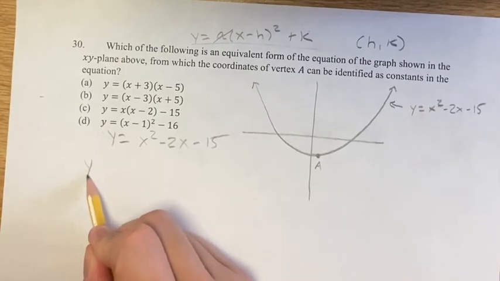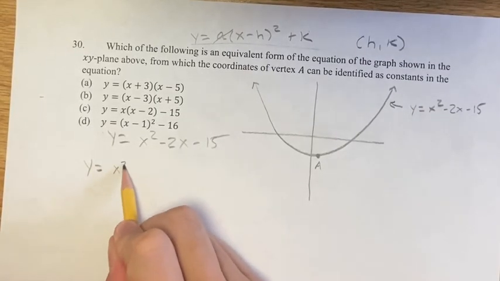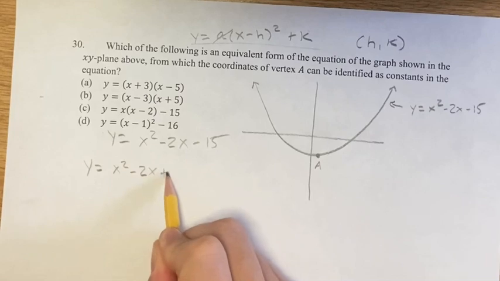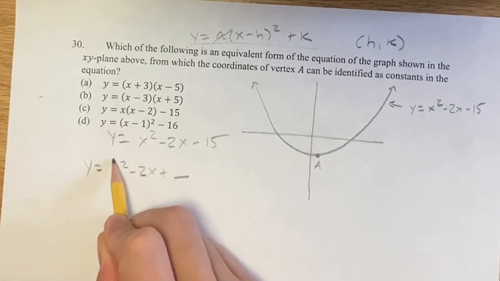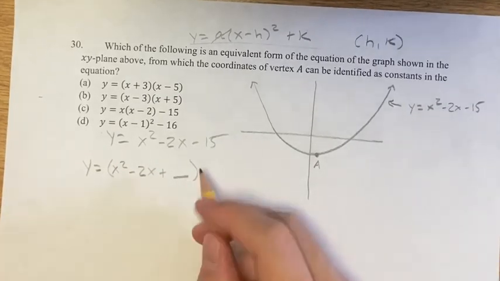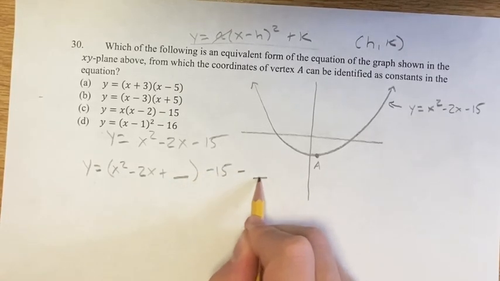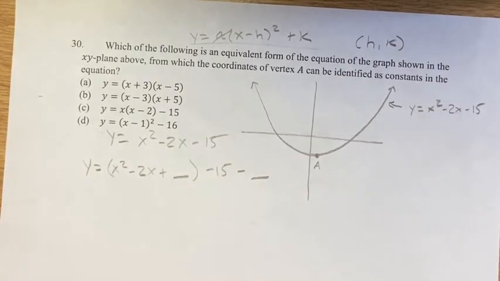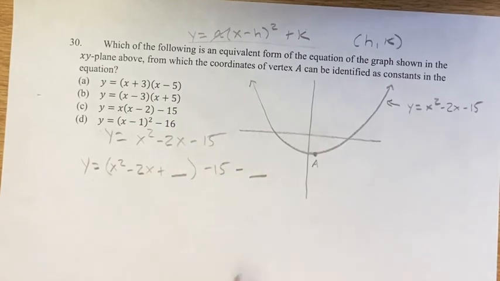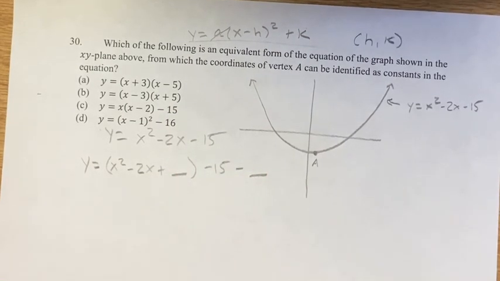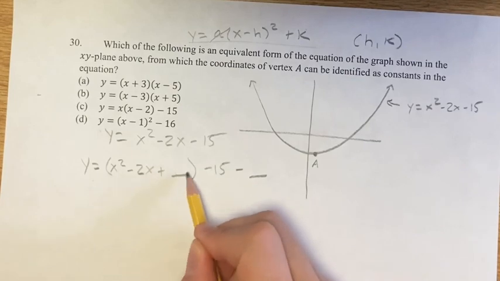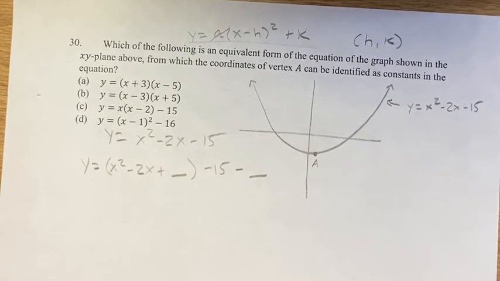So we're going to have y is equal to x squared minus 2x plus some number, and this is going to be a square, minus 15, and then minus that same number, right? Because when we're adding a number, we have to subtract the same amount just to keep things the same. So how do we get this number from this information?